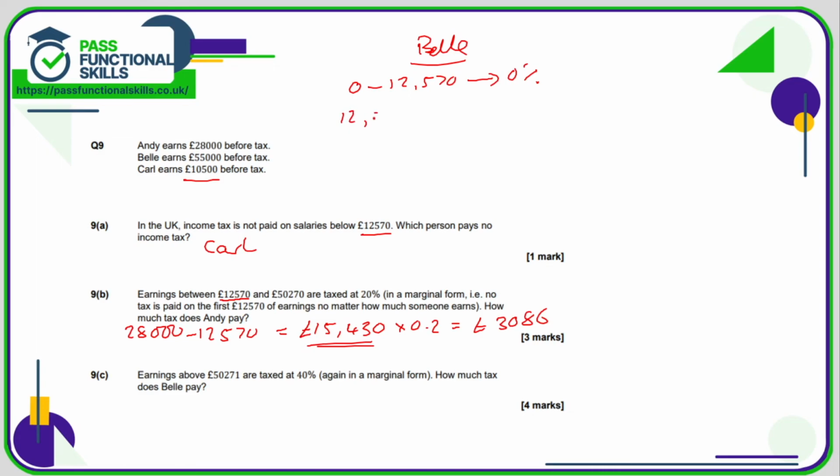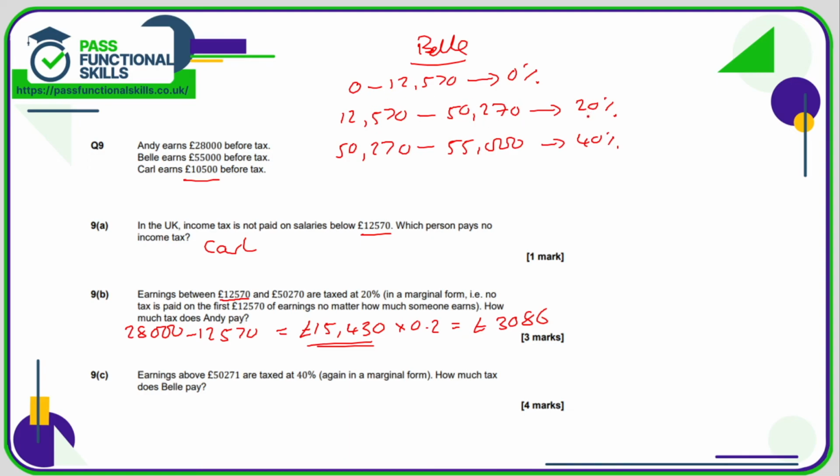Then between 12,570 and 50,270, she's taxed at 20%. And then for the rest of her salary, she's taxed at 40%. So that's going to be 50,270 all the way to her earnings of 55,000. That's a tax rate of 40%.